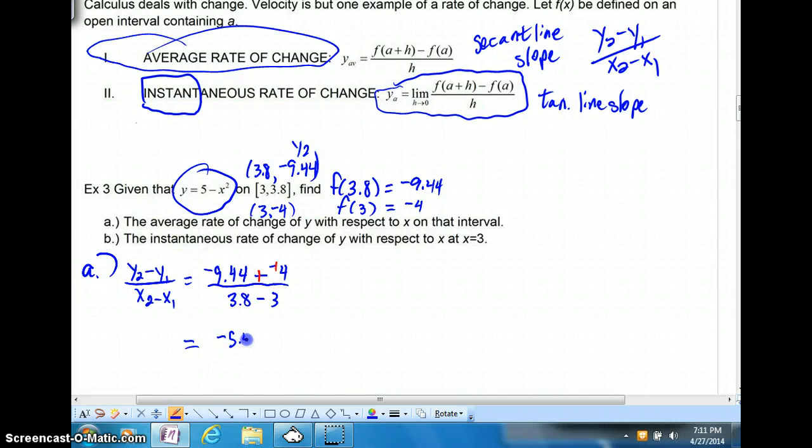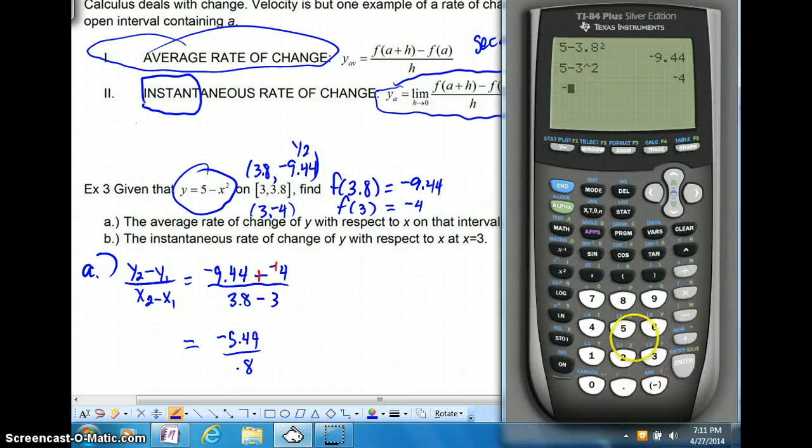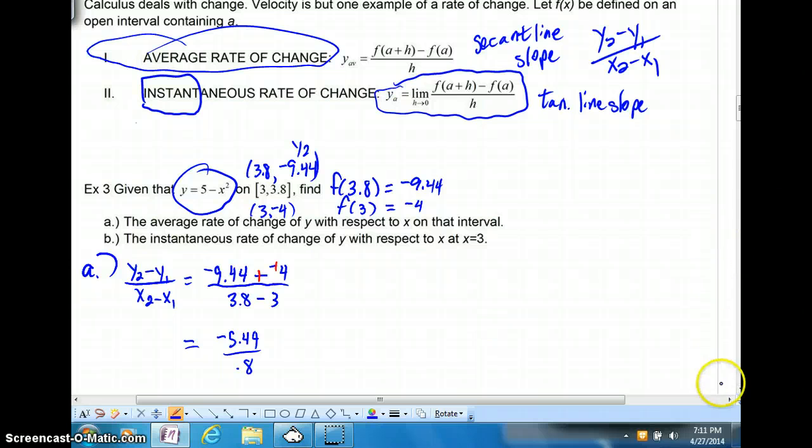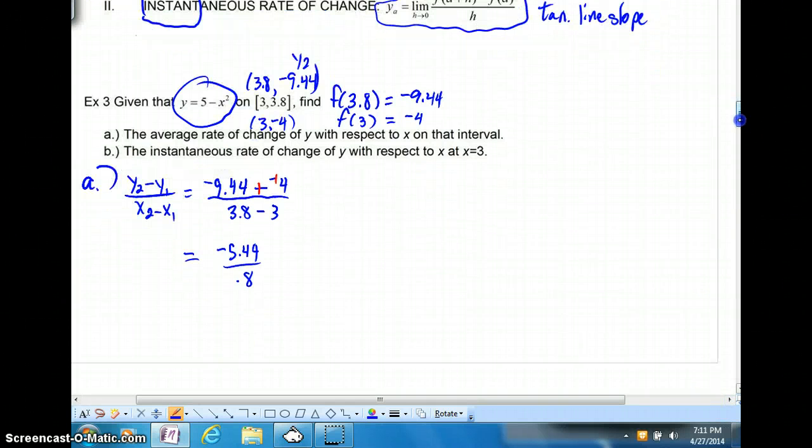up on top. Down below, 3.8 minus 3 is 0.8. So very quickly we could take negative 5.44, divide by 0.8, and we'd see our average rate of change is going to be negative 6.8. So that's really our average rate of change, and that's part A.